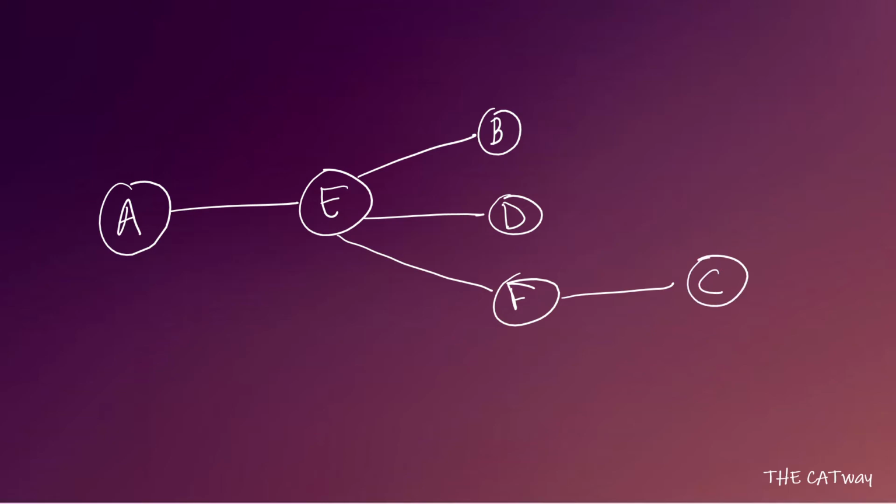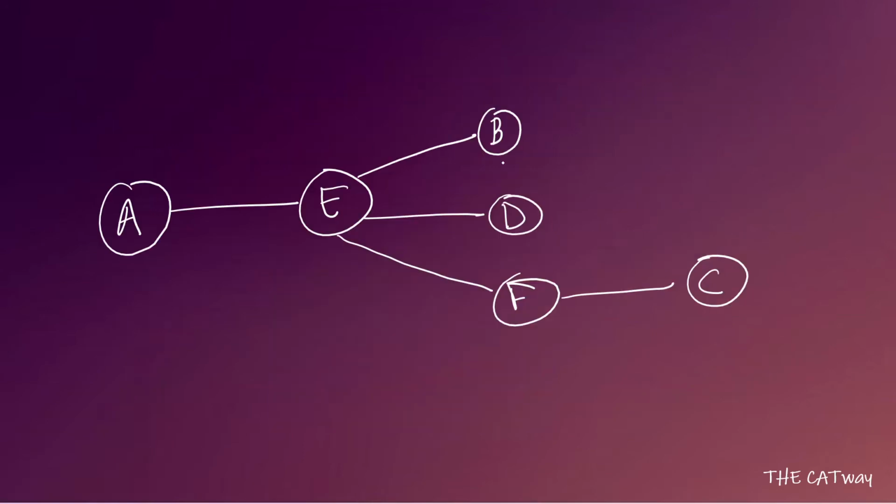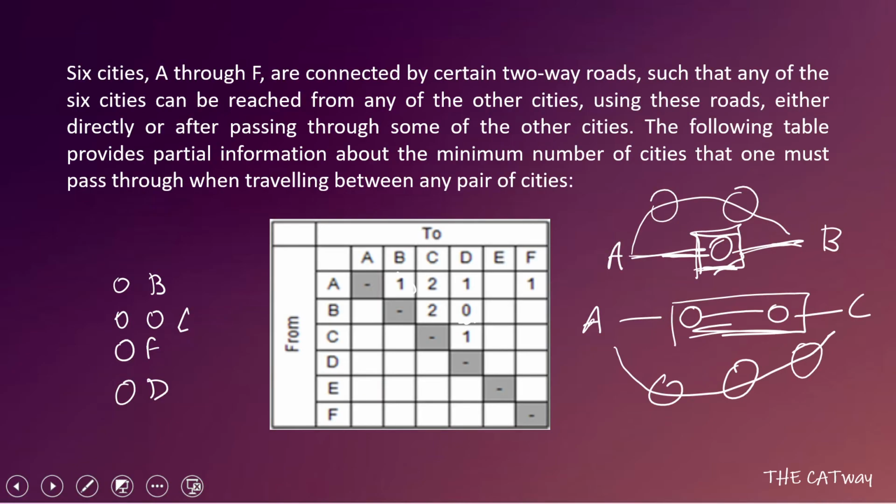Now, if C is connected to F, let's see what will happen. Acha, there is one more thing: between B and D no city has been given. So that means B and D will be directly connected. Okay, between B and C there are two cities. You can check it here.